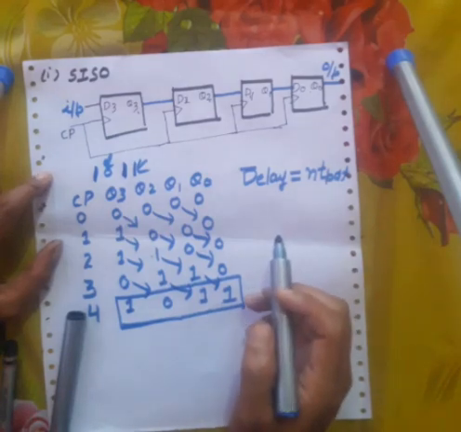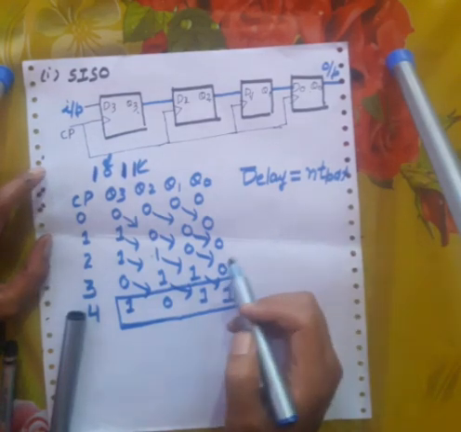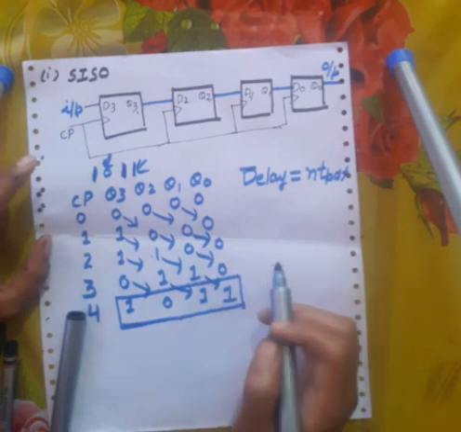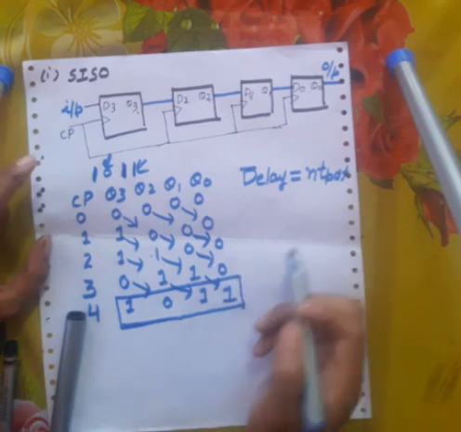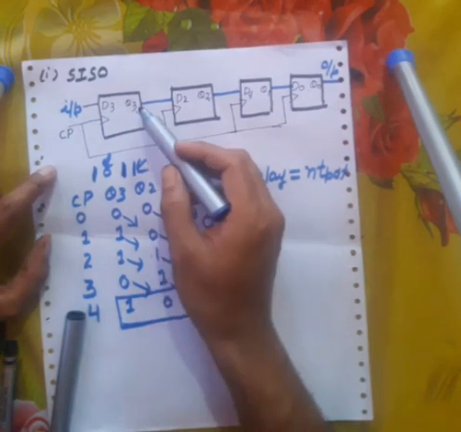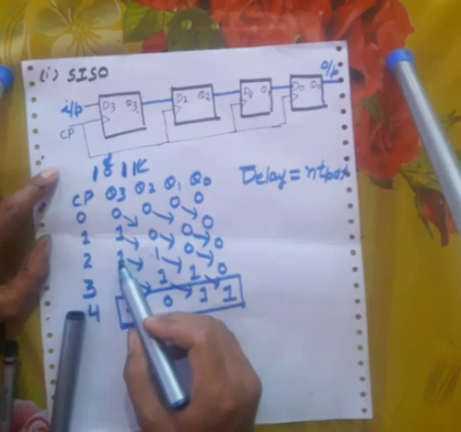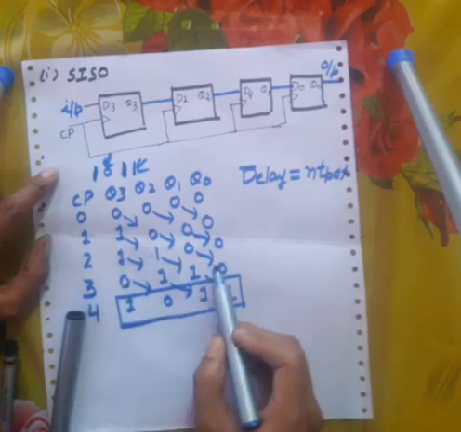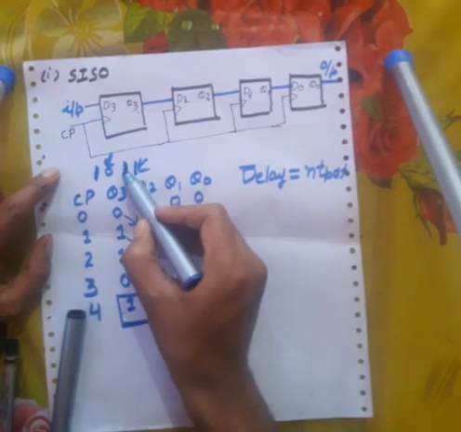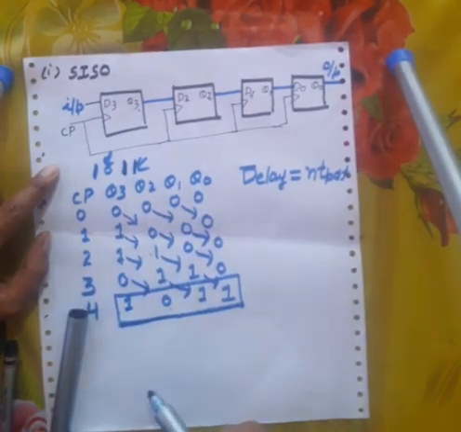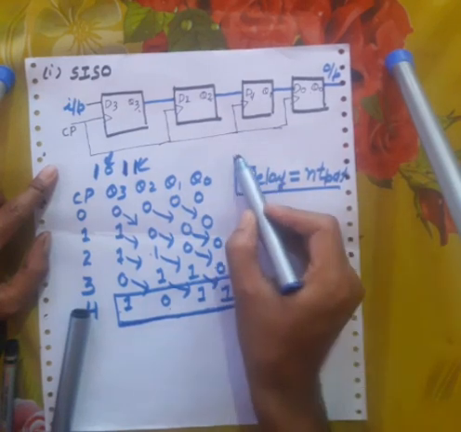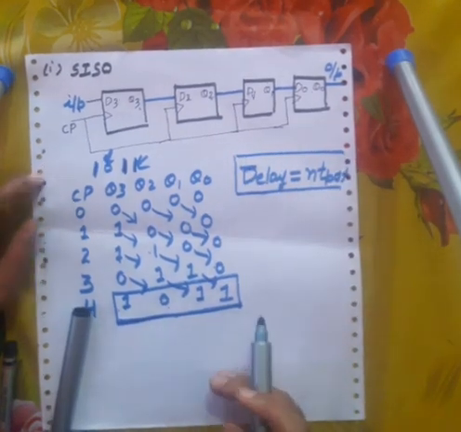So to implement an n-bit serial in, serial out register, a total of n flip-flops are required. So what will be the delay? It is N times T_PD, where T_PD is the propagation delay of each flip-flop. After the first clock pulse we get this, after the second clock pulse we get this, after the third clock pulse we get this, and after the fourth clock pulse we get the data 1011. This is the total time delay in a serial in, serial out register.